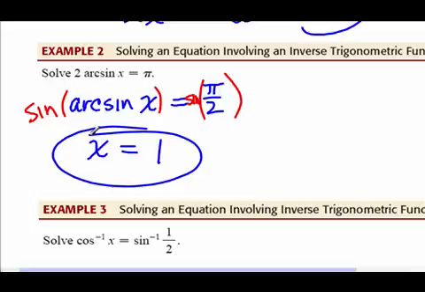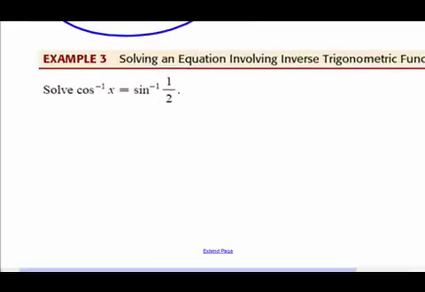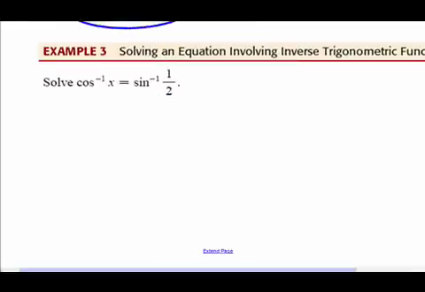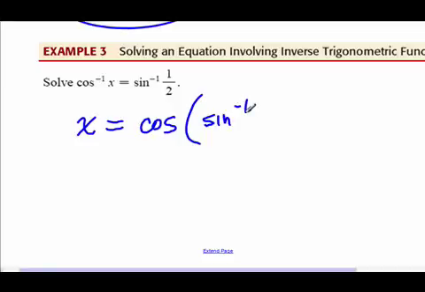Questions so far? They get more interesting. Hold on. Here's a problem where we have two different trig functions, same equation. And again, what would you do to both sides if you wanted to get x by itself? Right now, what would you do to both sides? Divide by cosine. No, that's not multiplication. Yeah, take the cosine. Take the cosine of both sides. Good. That is going to give us x equals the cosine of arcsine of 1/2.